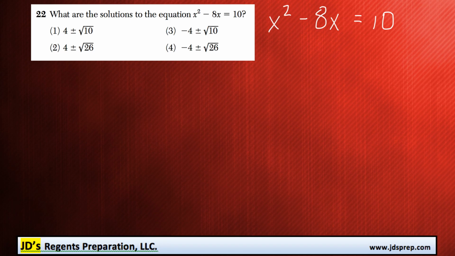Welcome to problem number 22 from the June 2017 Algebra Regents exam. In this question, we're trying to find the solutions to the equation x squared minus 8x equals 10. So for this one, it looks like we're going to need to use the quadratic formula.